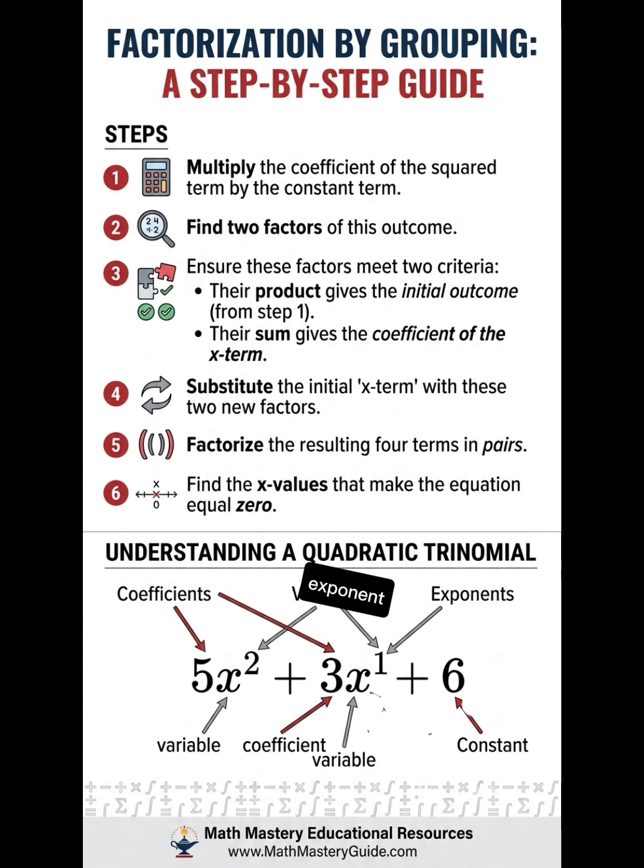Step 1. Multiply the coefficient of the square term by the constant term. Step 2. Find two factors of the outcome in step 1 and ensure these factors meet two criteria. Their product should give the initial outcome from step 1. Their sum should give the coefficient of the x term. Step 3. Substitute the initial x term with these two new factors. Step 4. Factorize the resulting four terms in pairs.